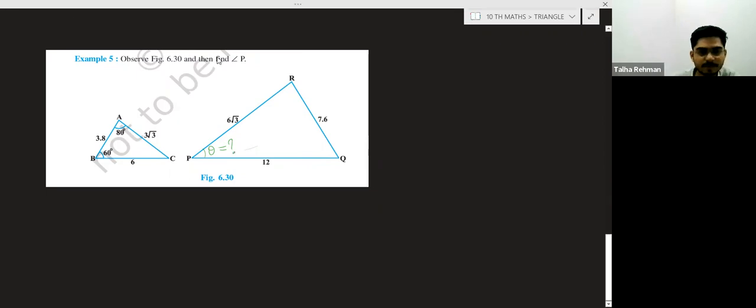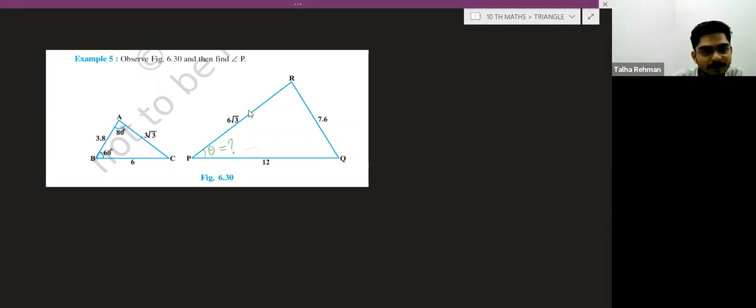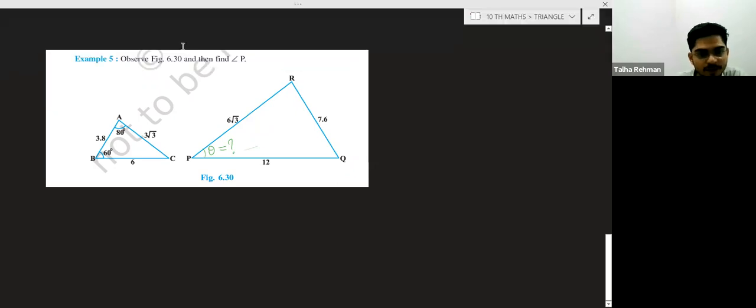So I can say that three sides are given. First we will check whether the ratio of the corresponding sides are equal. Here you have to apply your mind a little bit. See, this is AC and this is PR. So what you do, take this triangle and rotate this triangle 180 degrees. This is the second triangle I am talking about.